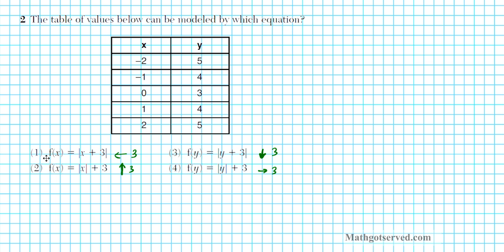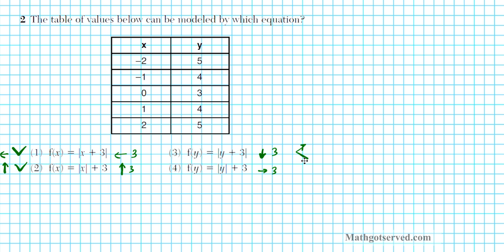Okay? Now you want to note that for option 1 and 2, these are absolute values that are functions of x. So this would be like a V that's shifted to the left. This will be a V that's shifted upwards. All right? And this, since it's a function of y, the V is going to be in this orientation, rotated clockwise, going to be like this.